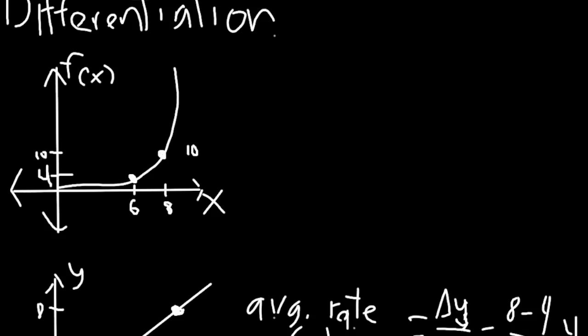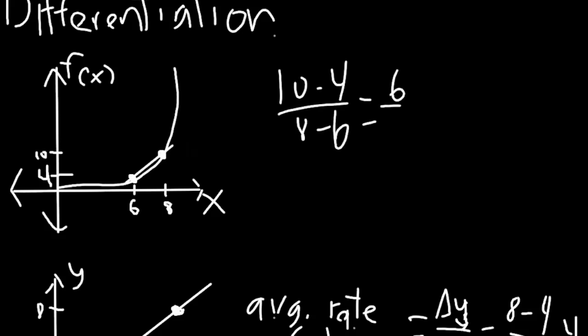So what we're basically doing is finding the average rate of change of the secant line here. It's basically as if we're putting a line here. So that's 10 minus 4 over 8 minus 6, which is going to be equal to 6 over 2. The average rate of change of that secant line we described as 3.